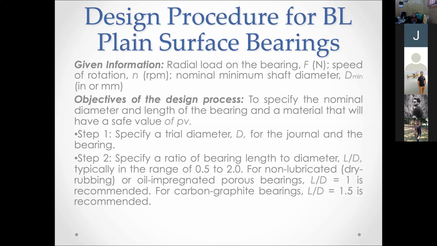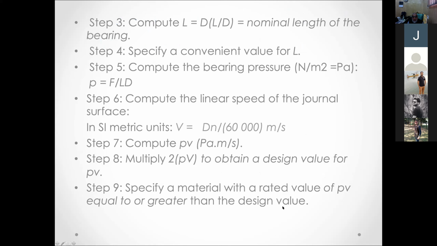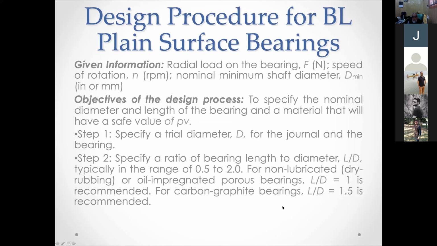So once you specify the trial diameter, then you have to find the value of the length of the bearing. Obviously, because you have to find the projected area. Now, for that purpose, you have an empirical relationship for the ratio of L by D, as you see here. The ratio of L by D varies from 0.5 to 2.